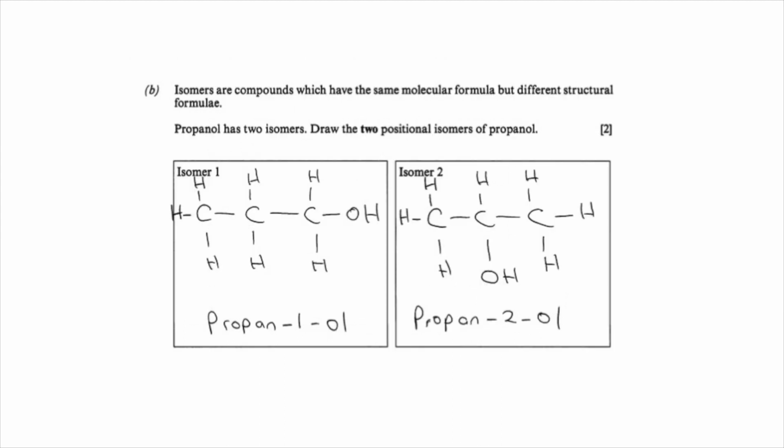So here's the answer to question 2B. Propanol has 2 isomers. Draw the 2 positional isomers of propanol. So the 2 isomers are propan-1-ol and propan-2-ol. Remember, positional isomers are where you move the functional group to a different position on the carbon chain, and the functional group is the OH group. So if I put the OH group on the end carbon, that is propan-1-ol, and if I put it on the middle carbon, that is propan-2-ol. And if you drew those isomers, you get a mark for each.